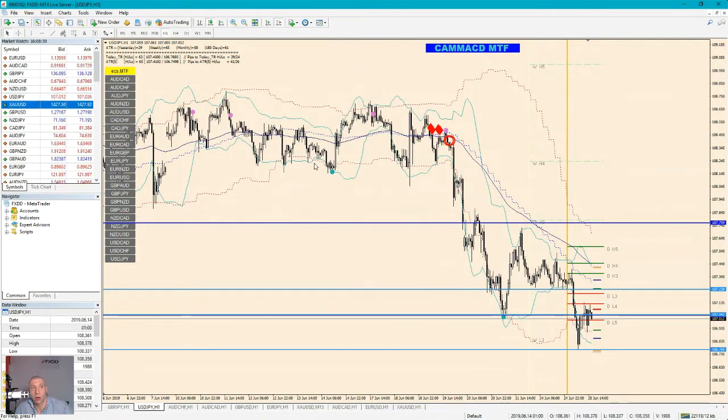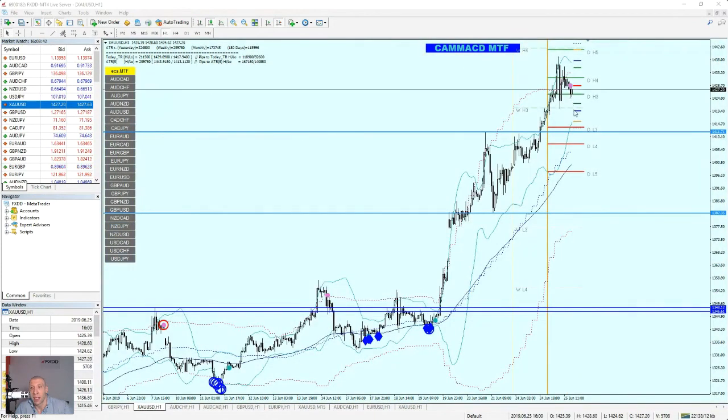XAU USD or gold is again pretty much bullish, but the price should pull back in order to give us a potential bullish trading opportunity. I would look for potential longs around 1411 if the price drops, or here even lower, 1405. But this is even better because this is an order block. Order blocks are usually strong, and here we might see it happening. Okay, so here is the XAU USD.